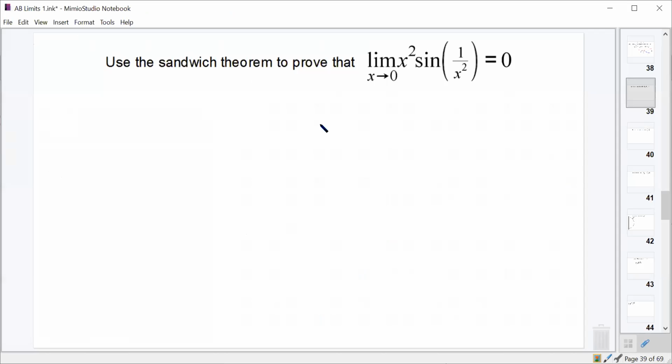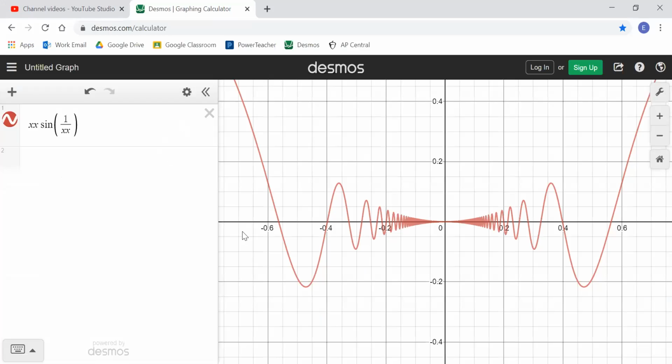Could we use two parabolas? All right. Where did you come up with two parabolas from? My brain. That's a good place. All right. What parabolas are you talking about? Well, just to start, x squared and negative x squared.